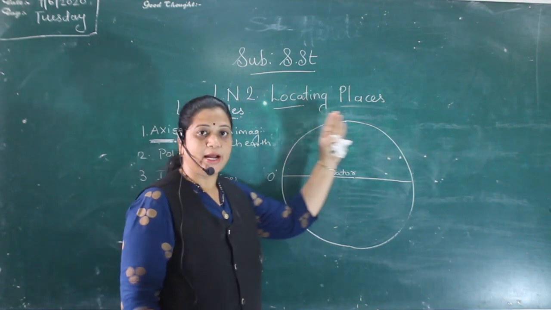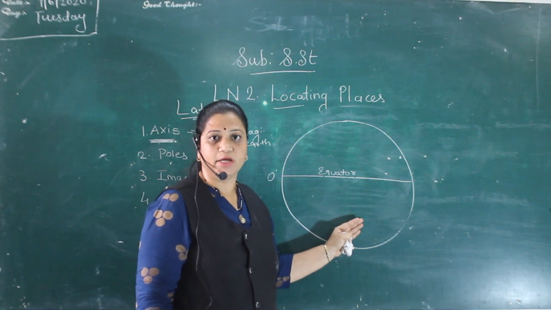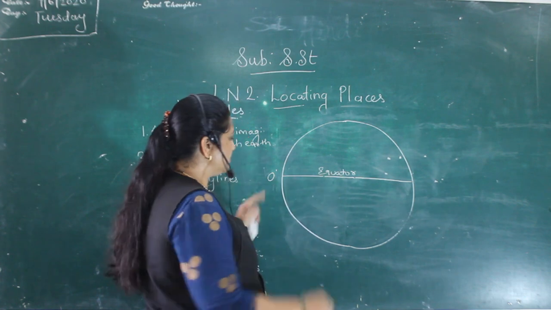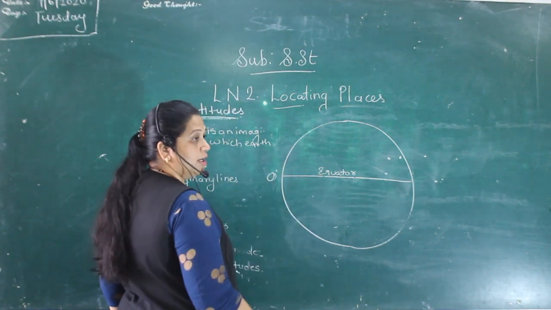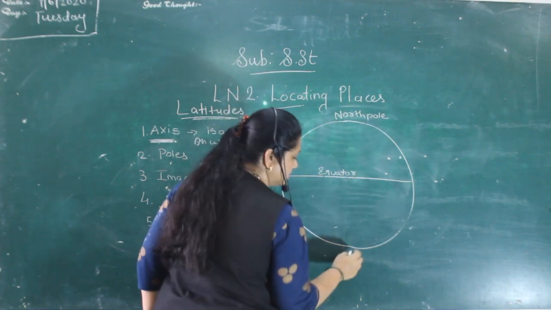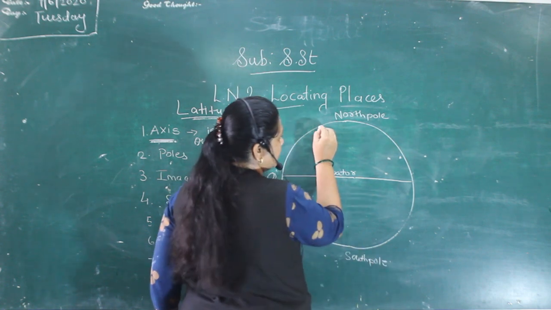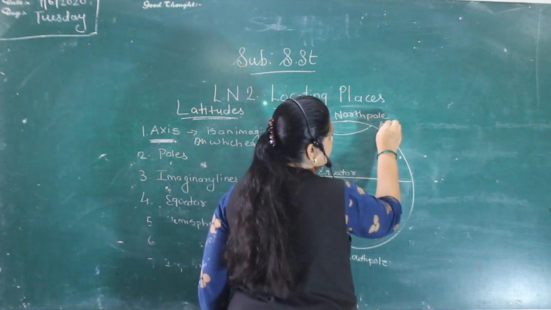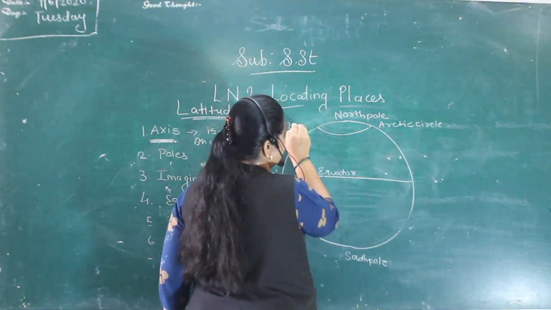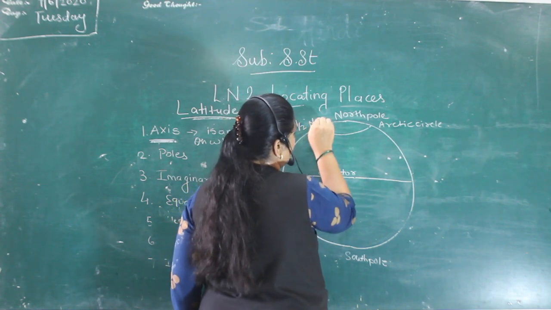Our earth is divided by five important latitudes on our globe. Now see, the equator is the longest latitude, which is marked with 0 degree. Let me mark first the north pole, and this is the south pole. These two poles we have to mark first. Then this is the Arctic Circle, which is marked as 66 and a half degree north.